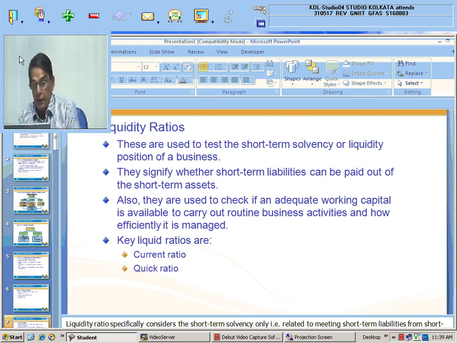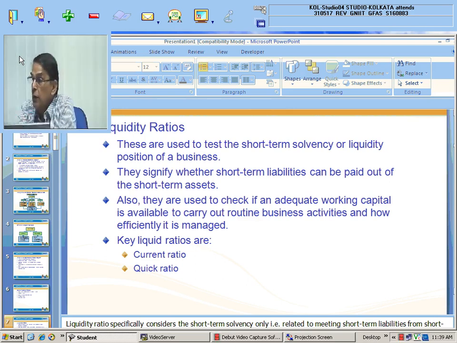So we look at the optimum level, basically, whether short-term assets are adequate to take care of all short-term liabilities. But if we find that short-term assets are much more than the short-term liabilities, much more than what is required to settle the short-term obligations, then the company may be carrying unutilized short-term assets. As a result, the company's profitability may get affected.